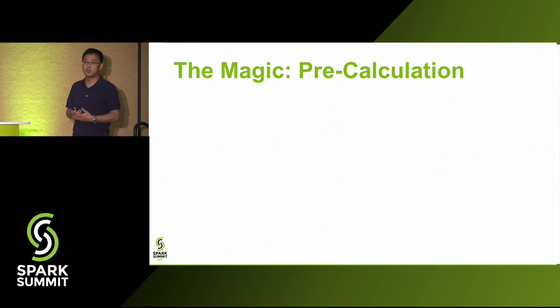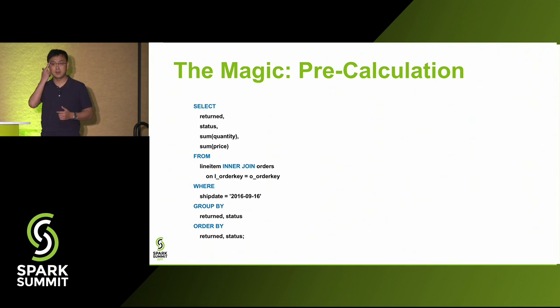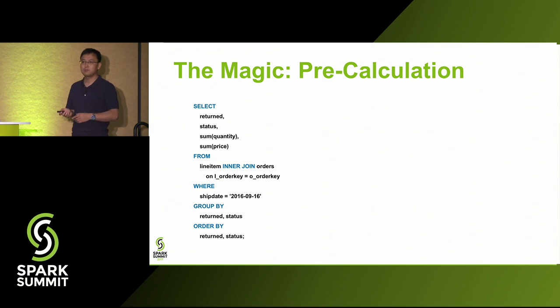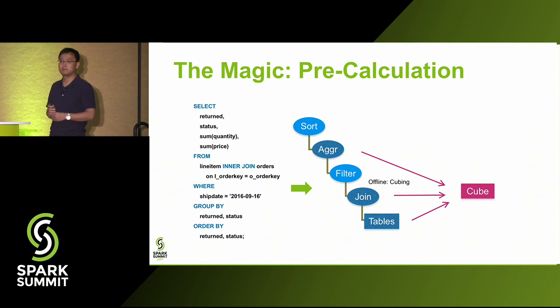Now let's see an example. Here is a typical OLAP query. It simulates an online retail store, which analyzes the returned order status day by day. Such an OLAP query will be translated into an execution plan and will be executed by your OLAP engines. Well, here we see the table joins and the aggregations are not inclined to change. Their patterns are relatively fixed. So why not use an offline cubing job to process the data into an OLAP cube?